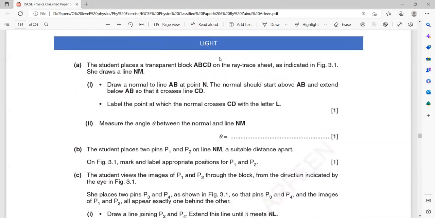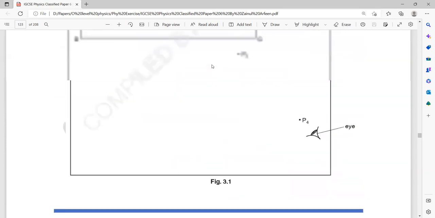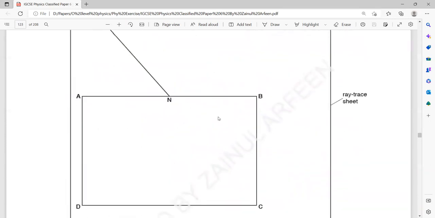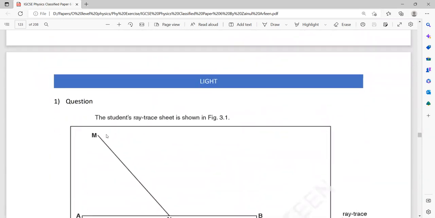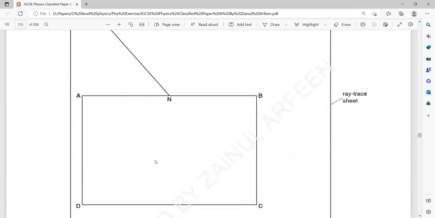a student places a transparent block ABCD. Like you can see, this is a transparent block. The student places ABCD on a ray trace sheet, like on a paper in which he can draw the path of the light as indicated in figure 3.1. She draws a line NM, from N to M.